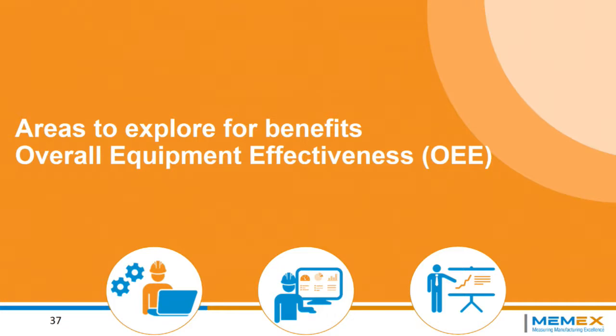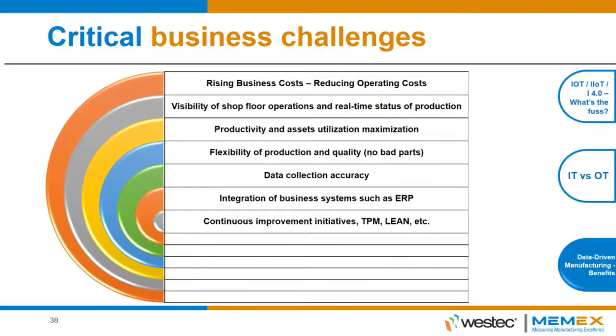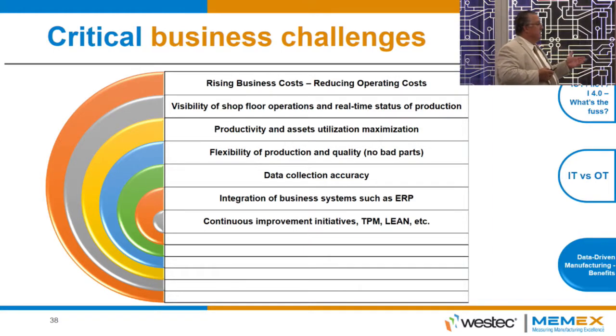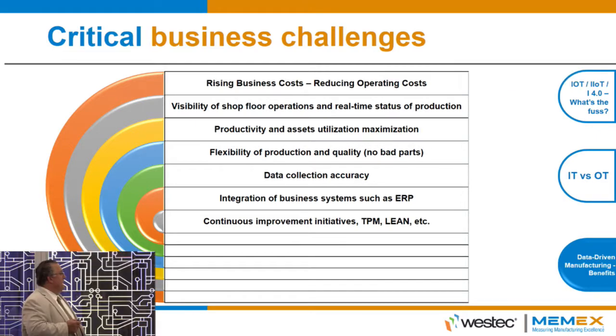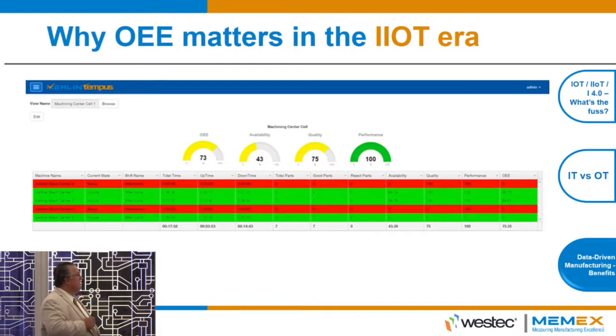Areas to explore for benefits. In our case, we deal with overall equipment effectiveness, as I said. Here's some critical business challenges that we hear from our customers. Data collection accuracy, rising business costs, reducing operating costs, visibility. I want to know what's going on. I want to see it on my smartphone. I want to see it on a tablet. I want to have a proactive email alert about when things are not working correctly. And obviously, continuous improvement initiatives like TPM and Lean are extremely important critical business challenges for our customers and others.